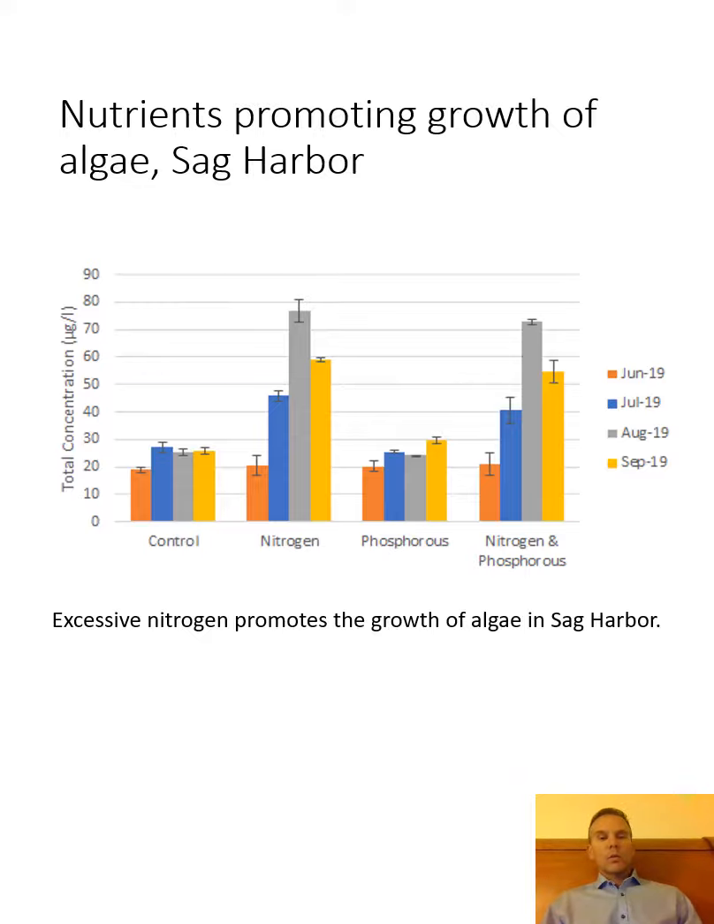And while our June results were inconclusive, it was very clear in July, August, and September that excessive nitrogen loading led to a significant increase in the amount of algal biomass compared to the control, and that phosphorus had no effect, and that nitrogen and phosphorus had about the same effect as the nitrogen alone, pretty much reinforcing the fact that nitrogen was driving algal blooms and phytoplankton productivity in Sag Harbor.